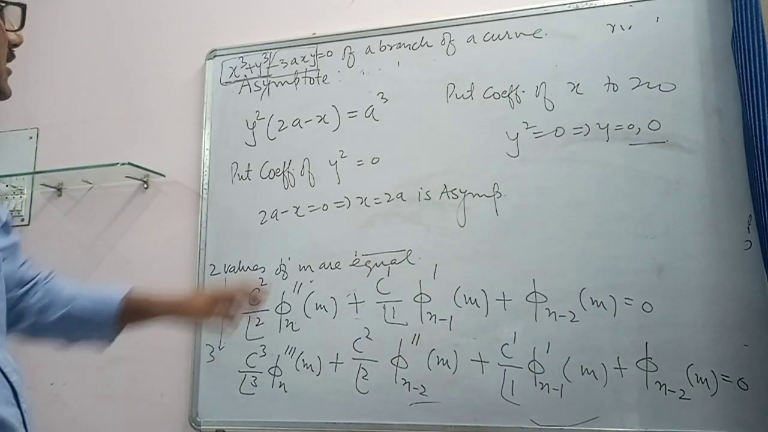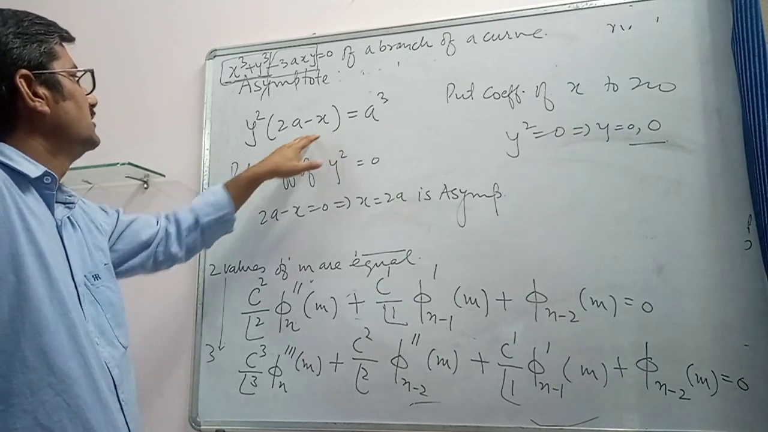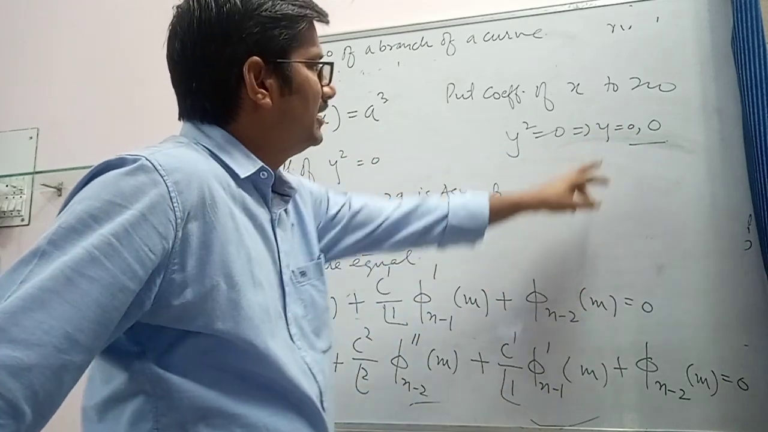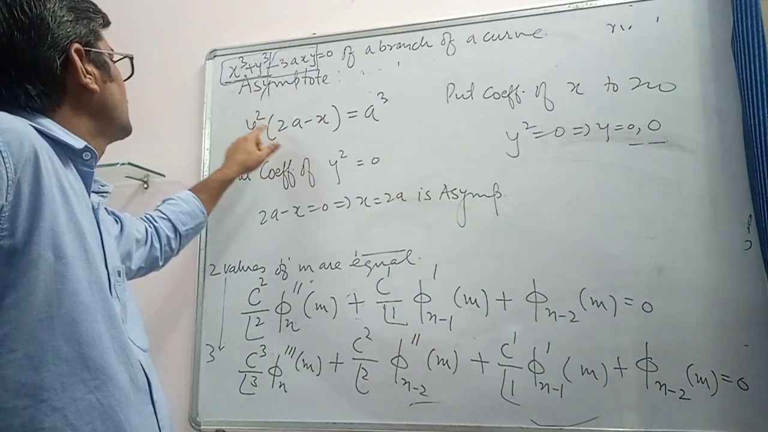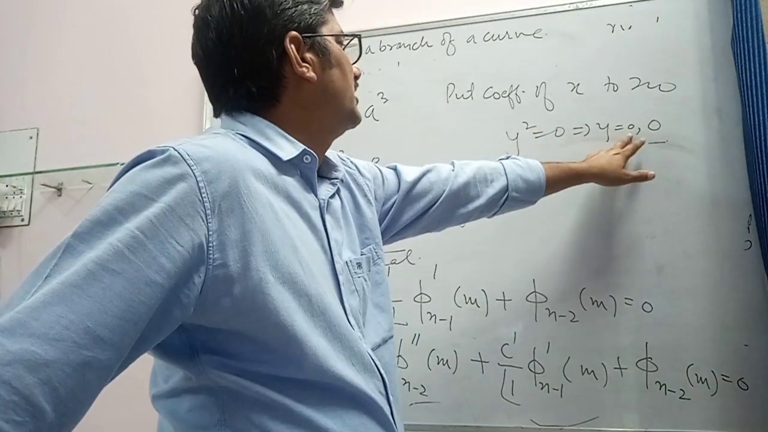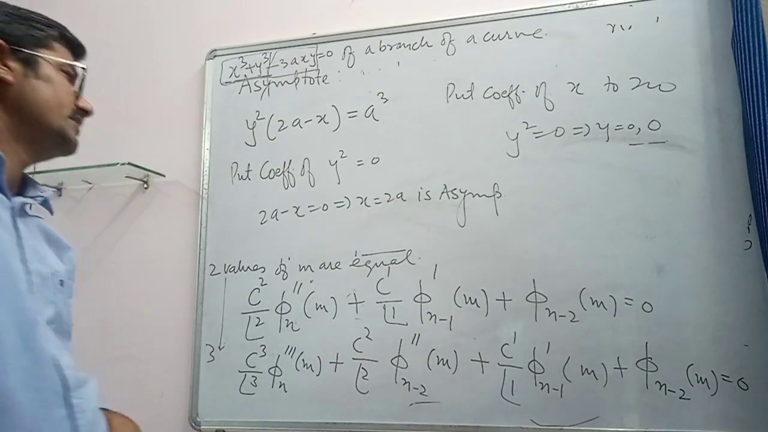And similarly, for the coefficient of the highest power of x, it is y square, so put y square equal to 0. So we will have two asymptotes. This curve has maximum 3 asymptotes because its degree is 3. So two asymptotes are y equal to 0 and 0, and another asymptote is x equal to 2a.